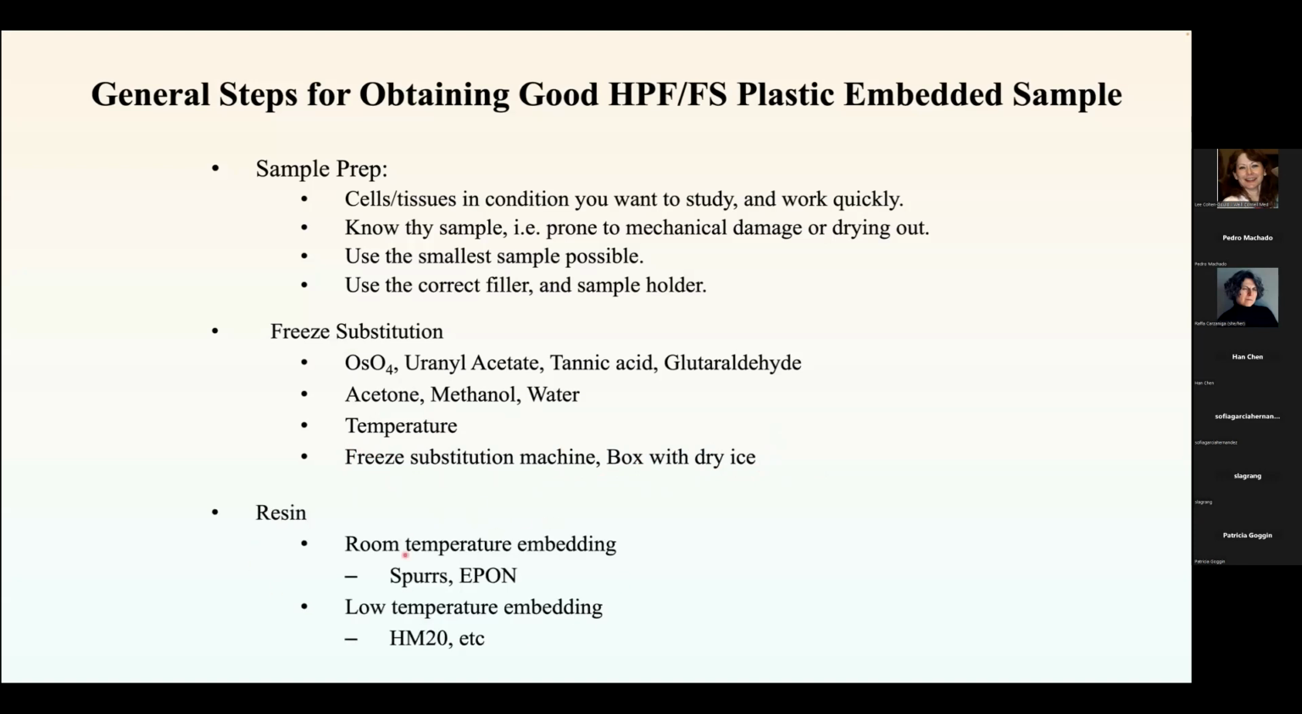And then the resins: once again, you can bring your sample to room temperature in a controlled way and use Spurr's or EPON, or you can do low temperature embedding if you're doing CLEM applications. Mostly, as I said, we use uranyl acetate, acetone, and then we stay at -50 and go into HM20. That is our standard go-to protocol. For other things, and what I'll talk about in the next half, are modifications to that to do other applications besides plastic tomography, plastic immunocytochemistry, or CLEM techniques.